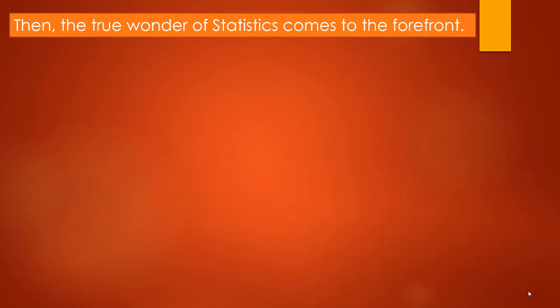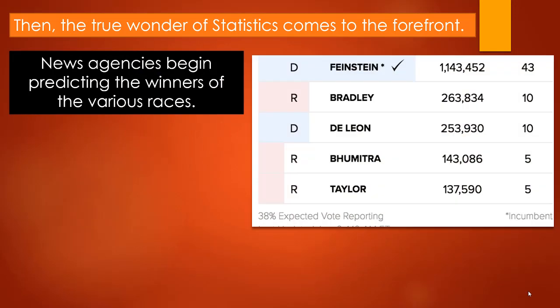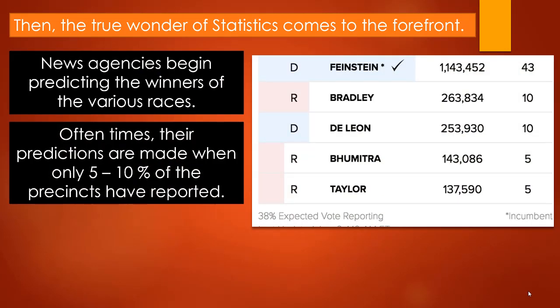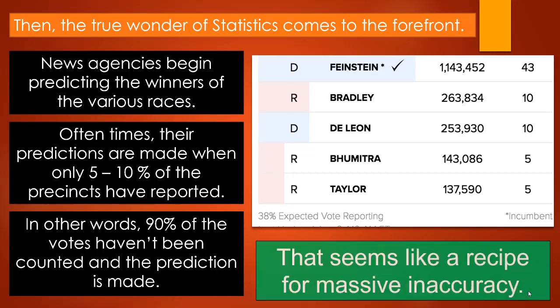The true wonder of statistics is all the cool stuff that we get out of it. News agencies begin predicting winners. And oftentimes when they're making these predictions, there's only 5 to 10% of the precincts reporting. Now, that means that 90% of all of the precincts, probably about 90% of all the votes, haven't even been counted yet. But they still make the prediction. It seems like a recipe for disaster, right?